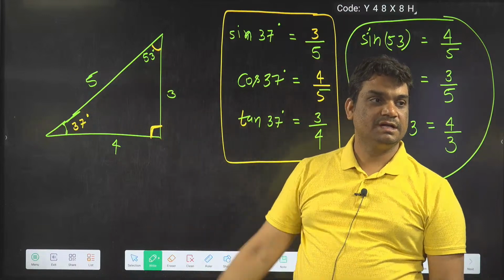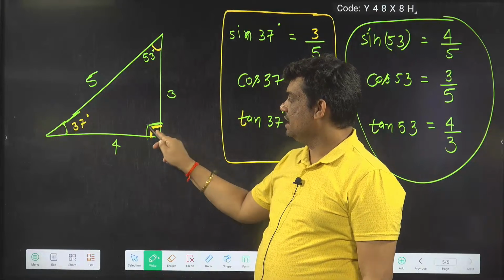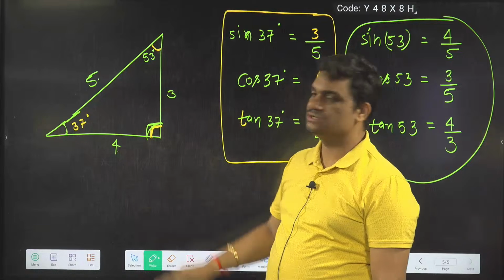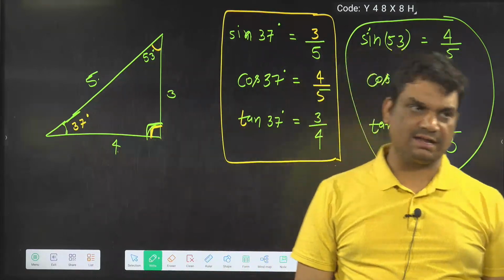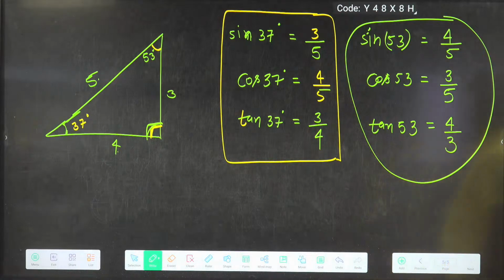This is the smallest, so this side is also smallest. This is the largest, so this side is also largest. This is the medium, so we can say this side is also medium. This triangle you have to keep in mind. So we know that up to 90 degrees, whatever important angles are there, that we have done. Now we'll go for the next one.